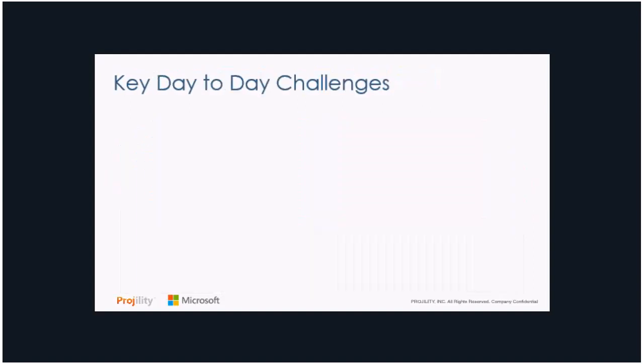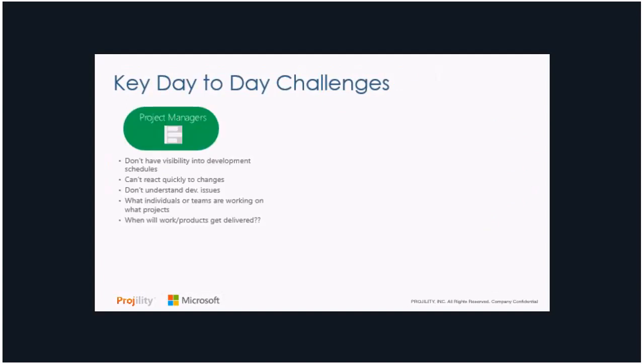When we start to look at the day-to-day challenges now at an execution level, you've got project managers and sometimes scrum masters. Often project managers don't have real visibility into a lot of the development schedules. Things are being managed really in sprints and iterations, and they're rolling from one to another based off of the different trains and the work that's being performed. We find a lot of the project managers aren't able to really react quickly to changes that are occurring. New requirements, new stories, new features, new iterations.